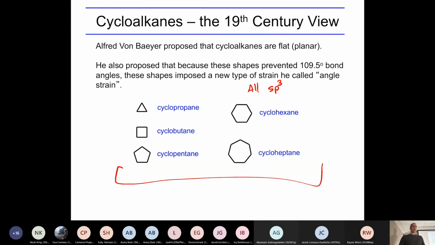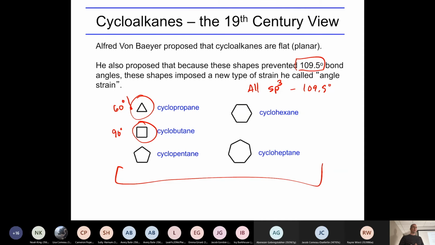What's the ideal bond angle for sp3? 109.5. There we go, 109.5. I asked this question many times yesterday. 109.5. Now, look at all these shapes. How are you going to make, for cyclobutane, 109.5? That's a square. What are the bond angles in a square? They're 90, right? What about this? A triangle, an equilateral triangle. 60. 60 is not 109.5.